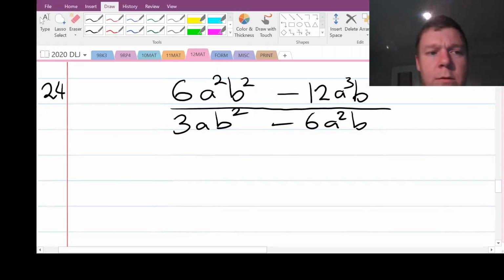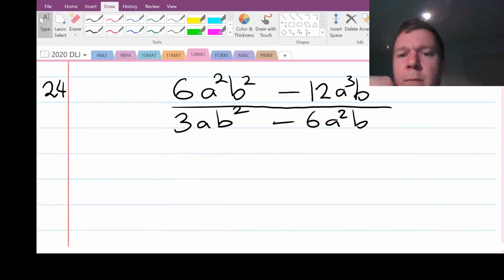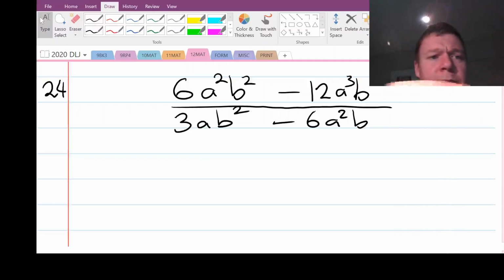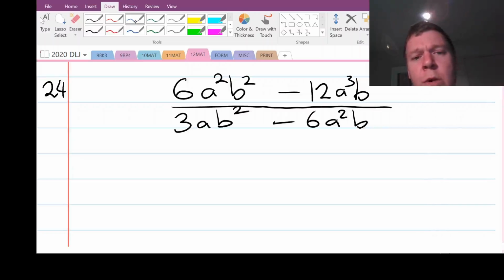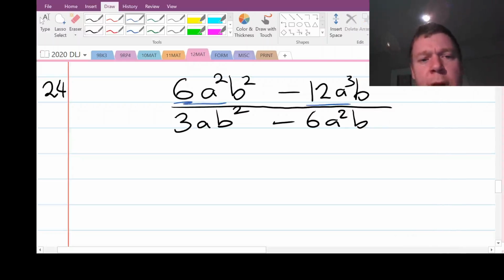Okay, this one's a bit different. We just don't have x's anymore, we've got a's and b's. So how do we approach this one? Let's have a look. We don't have a quadratic here, we've got a big jumble of letters. So what we want to do is try and pull the biggest factor out of both of these top two terms.